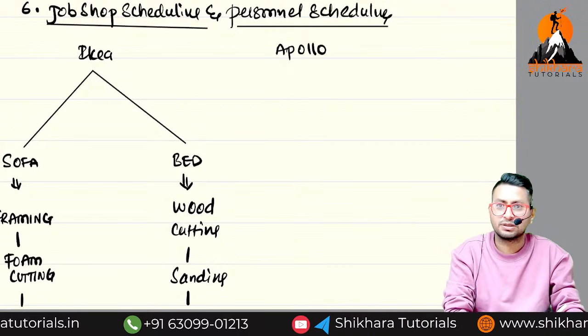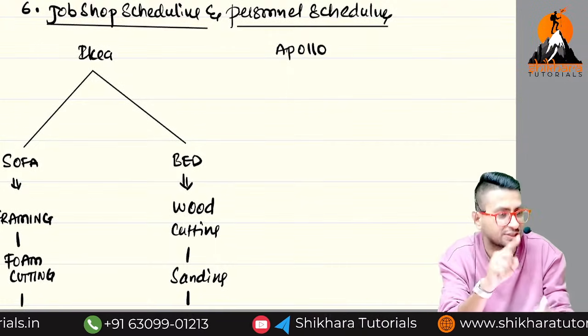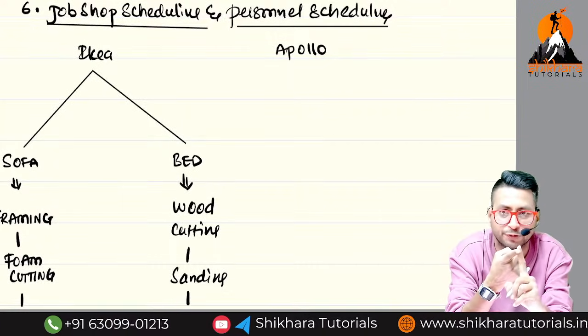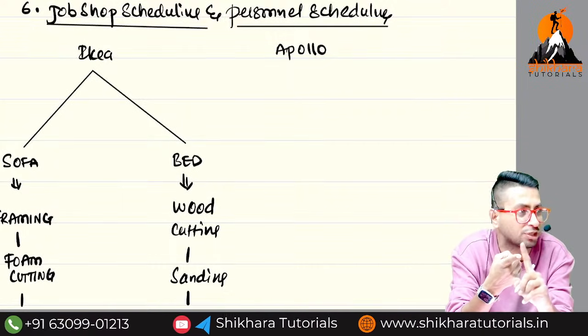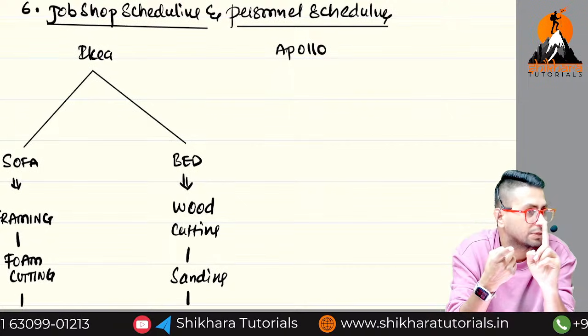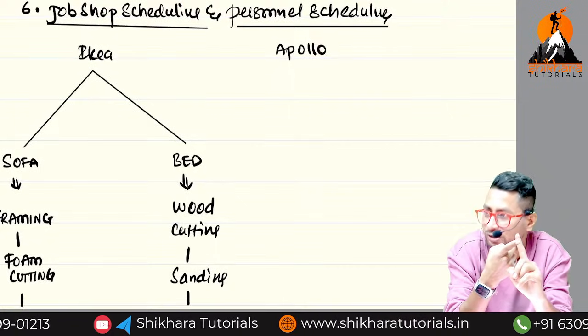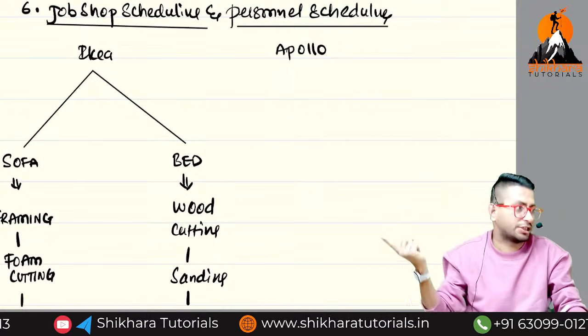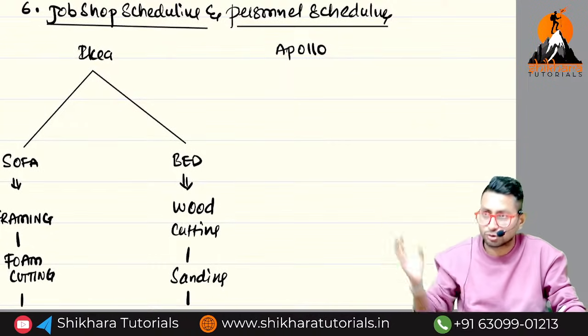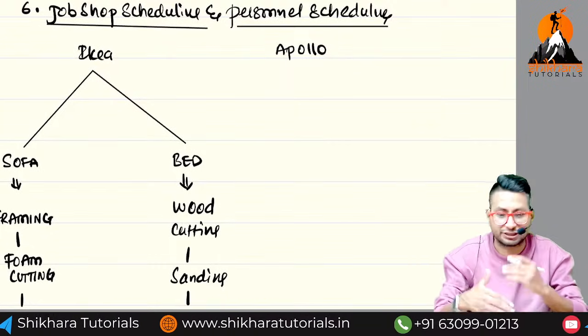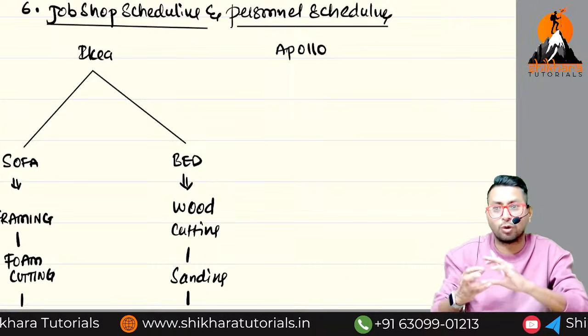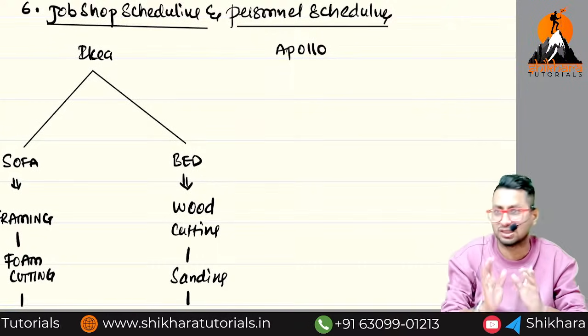Apollo Hospital. Now in Apollo Hospital, first, what will the simulation software do? It will check the patient to nurse ratio depending upon history. Like the last 2-3 years of data it will take, and the simulation software will check what the average patient to nurse ratio is.